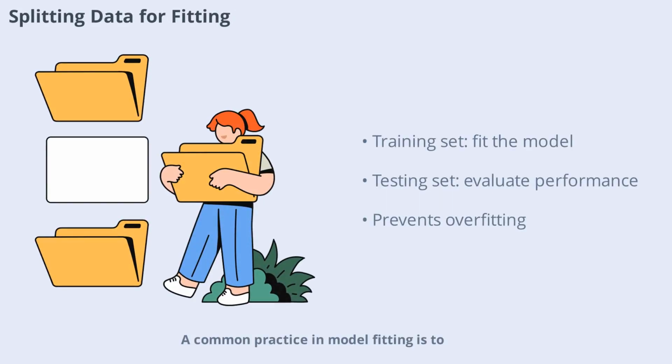Common practice in model fitting is to split your data into training and testing sets. The training set is used to fit the model, while the testing set evaluates how well the model performs on new, unseen data. This approach helps prevent overfitting, where a model performs well on training data but poorly on real-world data. By splitting your data, you can get a more realistic sense of your model's predictive power.